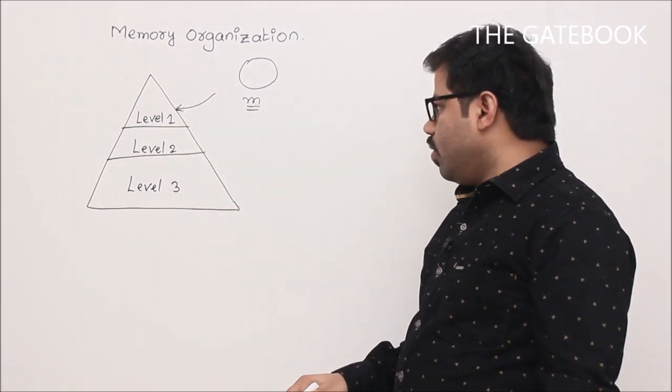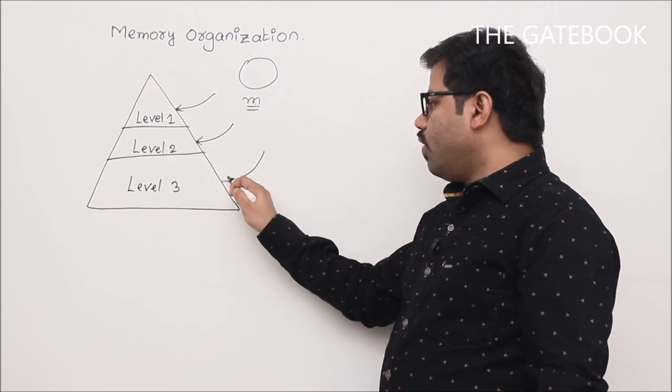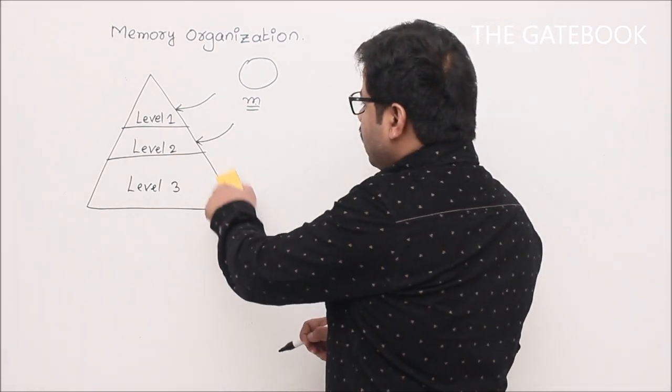If that is not available, then we'll go to level 2. If it is not available, then we'll go to level 3. This is the way we follow. Okay. Second thing, case number 1.